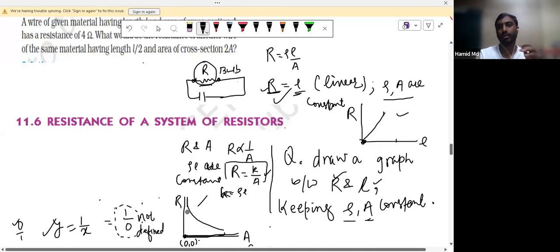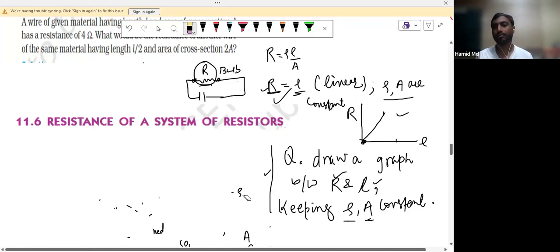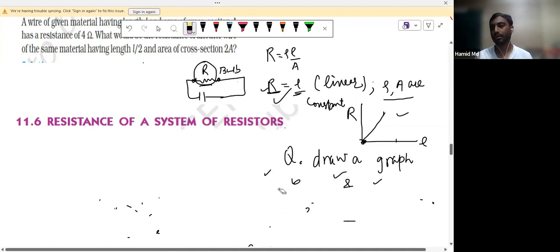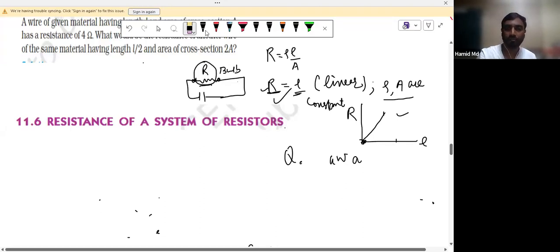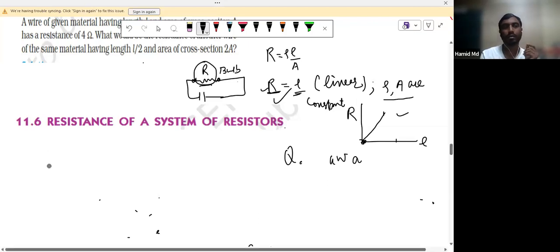Yes, sir. Okay. Without any delay, I'm going to tell you about the new concept, that is resistance of a system of resistors. So what does it mean? First of all, I would like to ask one question. In our homes, bulb, fridge, fans, these are connected through wires, right? So I will first show you how all these apparatus are connected in our homes.